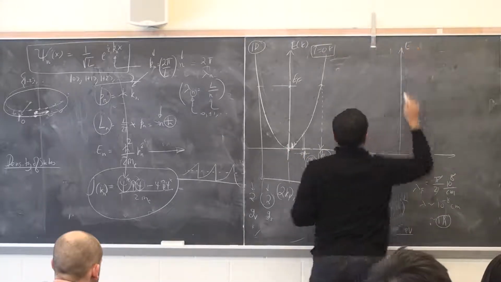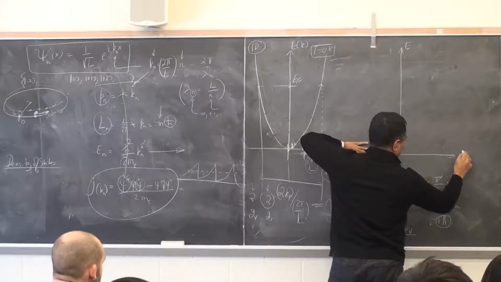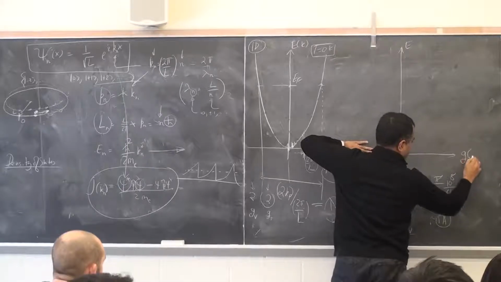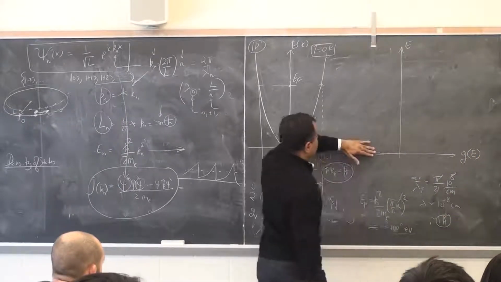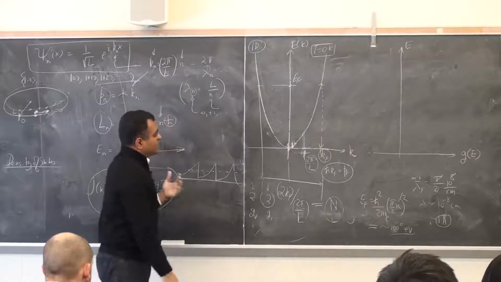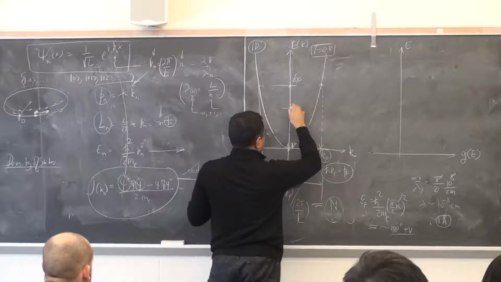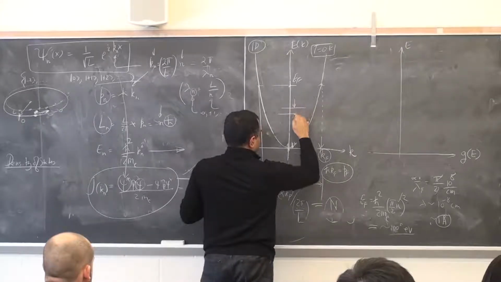So I have energy, and instead of K, I'm going to write it as G, small g of energy. And I'm going to make a plot in that direction. And that's the density of states. And physically, what it really means is, if I go in and choose a little window of energy here, right?